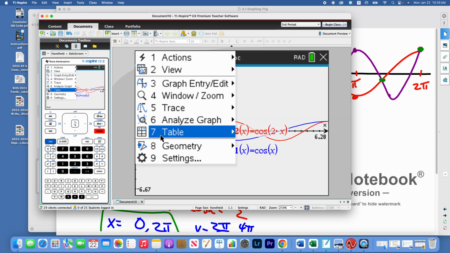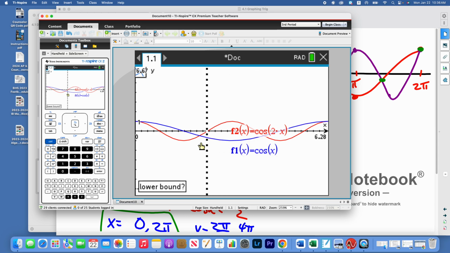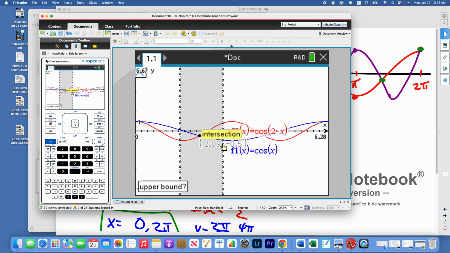All right, menu, analyze graph. I'm going to go to intersection. Get my cursor over here and bound that, and I get 2.09. That's not what we got a while ago by hand. What did we get by hand a while ago? 2 pi over 3. Okay?